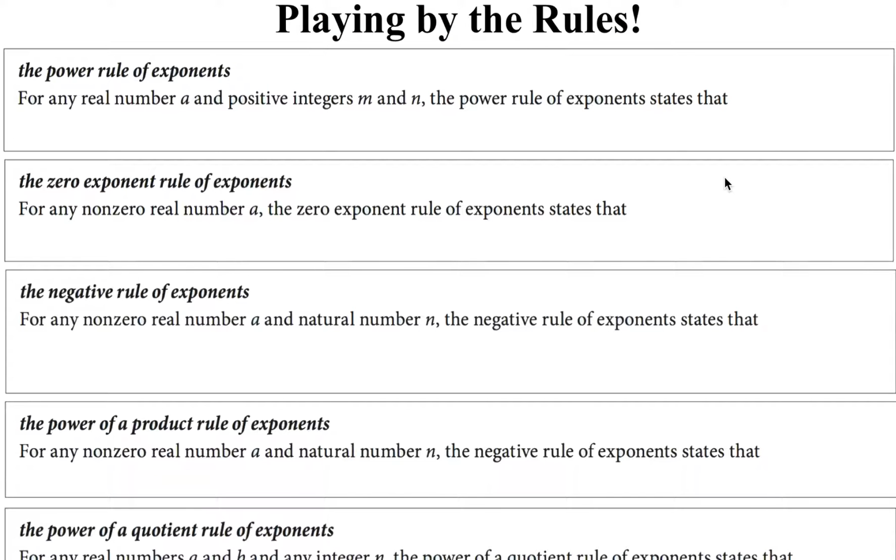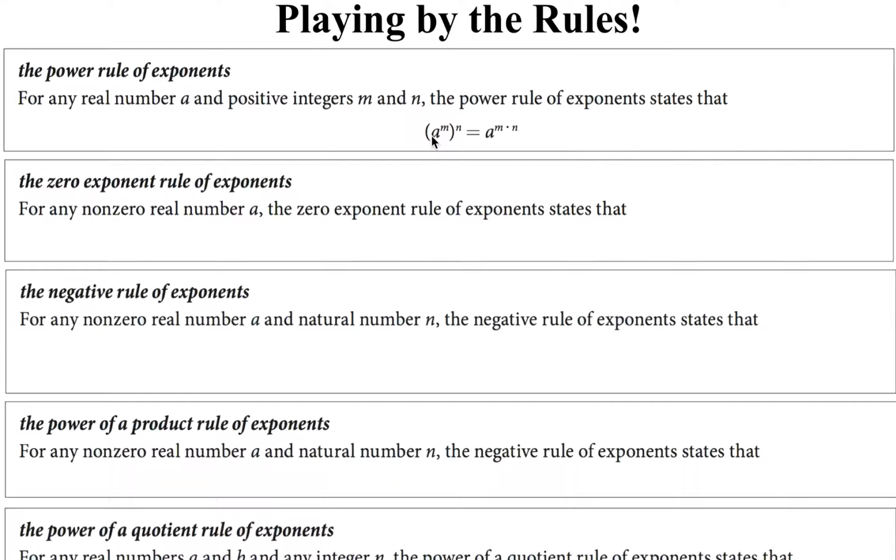All right, so here we go playing by the rules. I have a list of rules for you here. The power rule, the zero exponent rule, negative rule, power of a product, and power of a quotient. So the power rule of exponents says if you have a base and it's raised to an exponent, and this stuff inside parentheses is raised to another exponent, well, that is basically our repeated multiplication, so we're going to multiply our exponents. So it's a to the m times n. Now the thing to remember is everything in the parentheses gets raised to that n power.